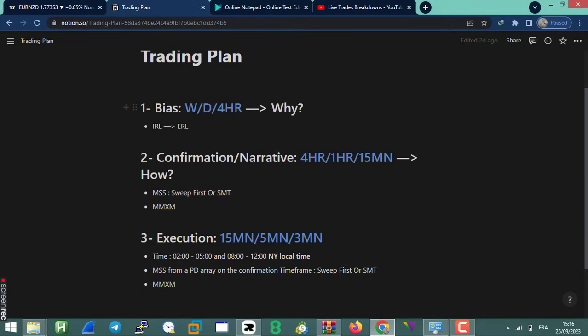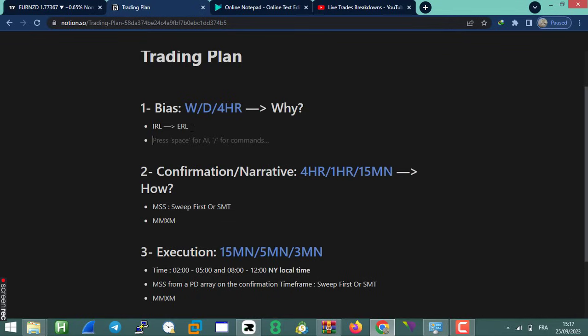All we have to do is match each step from here to the chart. So let's start with the first one, and this is the bias. We need the weekly, daily, or 4 hour. You don't need all of them. All you have to do is pick one. So we need, let me just add a line right here.